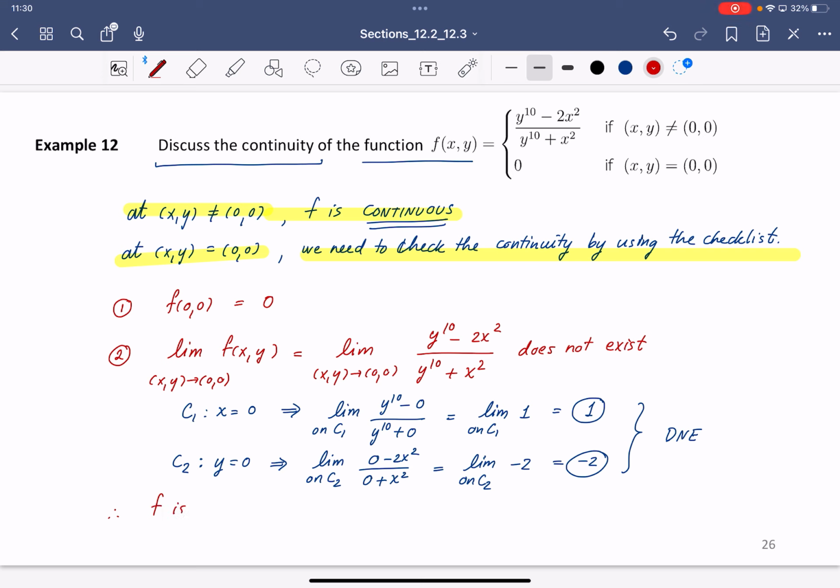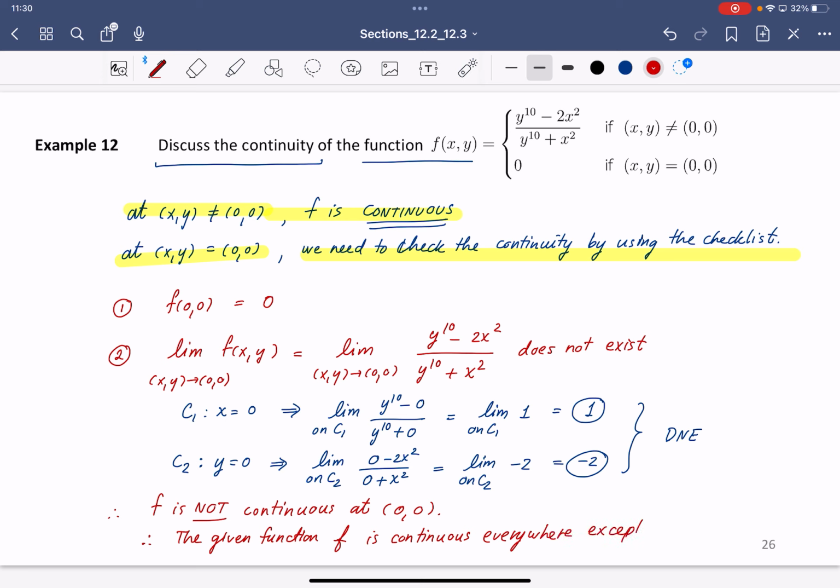Which means that the function is not continuous. Because if any one of the 3 conditions is not satisfied, you can conclude immediately that the function is not continuous at (0, 0). Okay. So to discuss the continuity here, it means that the given function f is continuous everywhere except (0, 0). Because at the point (0, 0) it is not continuous, but at points other than (0, 0) it is continuous.